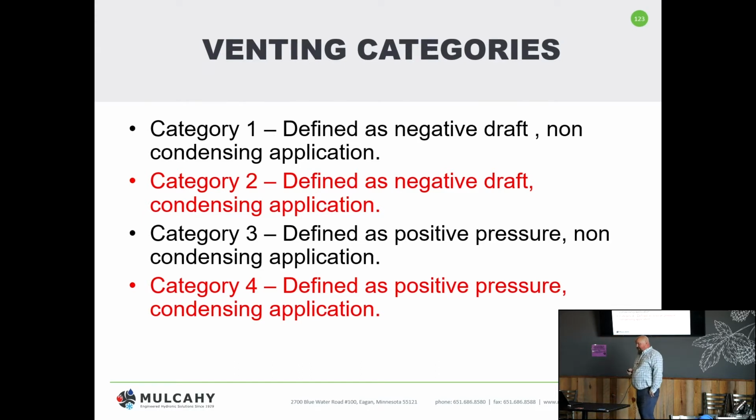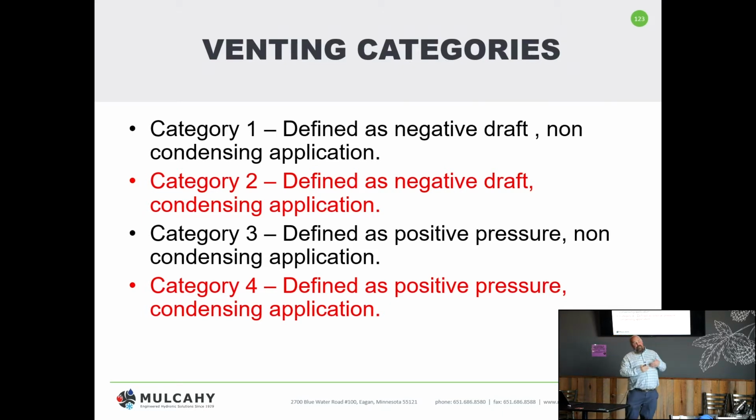Category 3, positive pressure, non-condensing. Now I'm pushing the flue products through the pipe, on the inside of the pipe. Therefore, the pressure inside the pipe is greater than the pressure outside of the pipe.